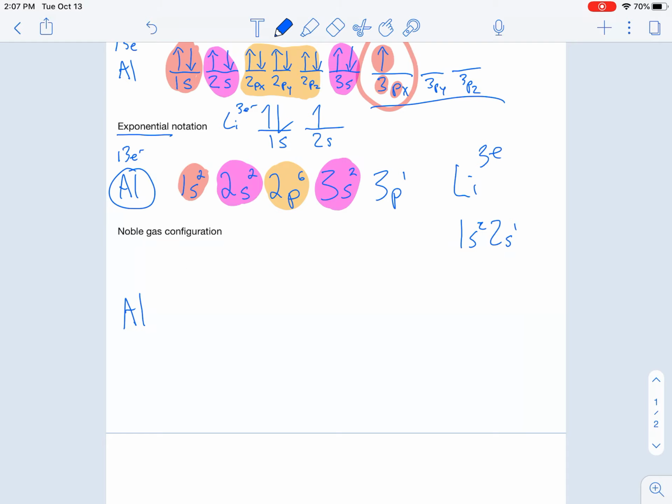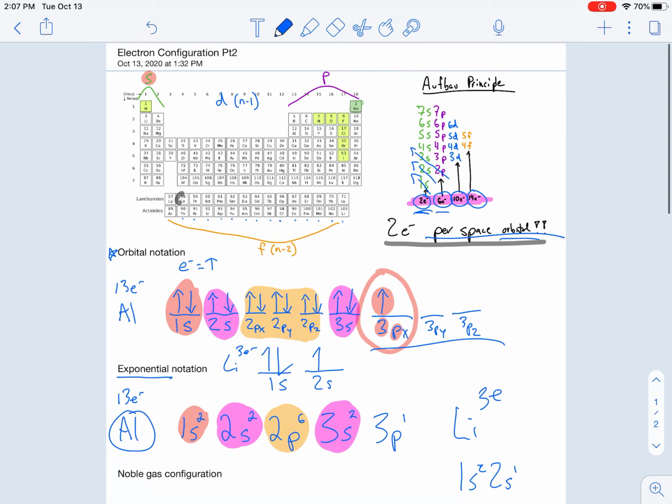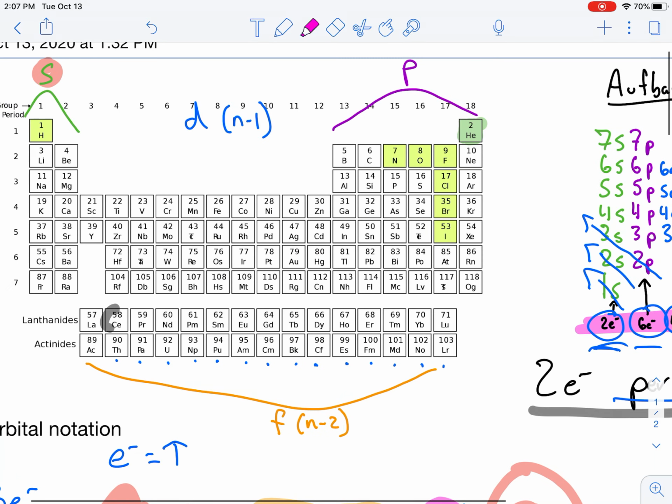For noble gas configuration, the first thing we need to do is locate the noble gas that precedes aluminum, comes before it. Over here, you have all your noble gases, group 18. If you didn't know that, now you know.